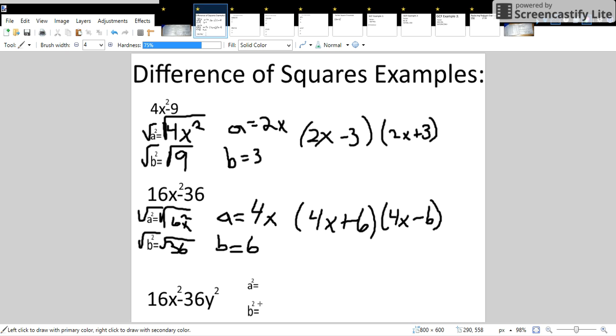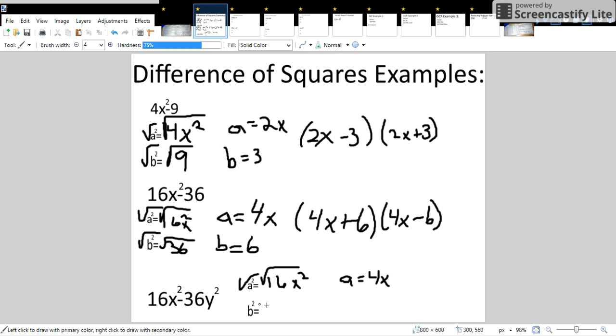Okay, the last one. So we have everything is the same except for now we have a y squared at the end. That doesn't change too much. Our a is still going to be the same. So you get the square root. So a equals 4x, just like in the previous example.